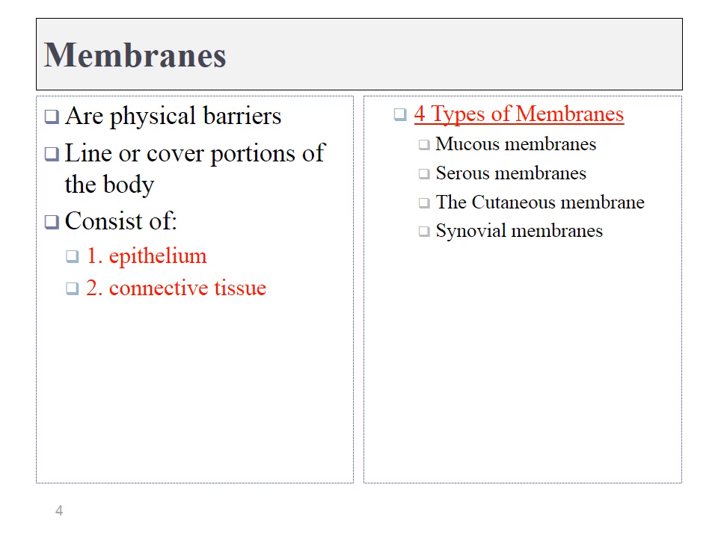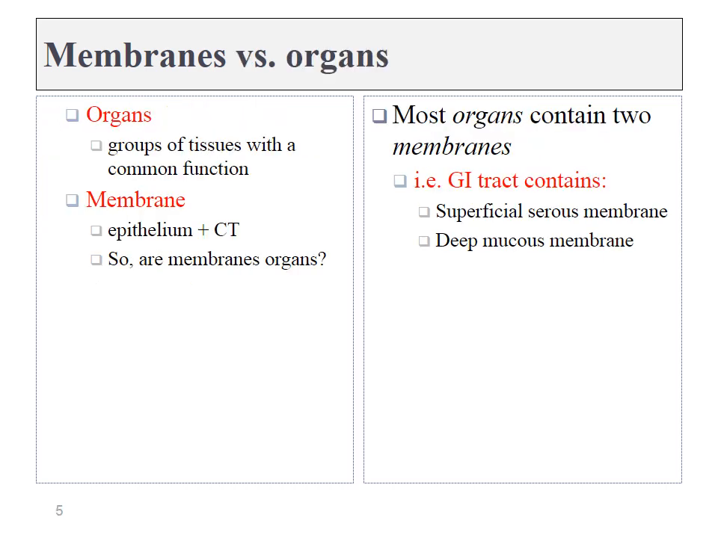The first are membranes. Membranes consist of two tissues, an epithelium plus a little bit of connective tissue. There are four types of membranes: the mucous, the serous, the cutaneous, and synovial membranes. I'll cover the basics right now. The rest of today's lecture is about the cutaneous membrane, and synovial membranes will be covered in more detail in Chapter 9.